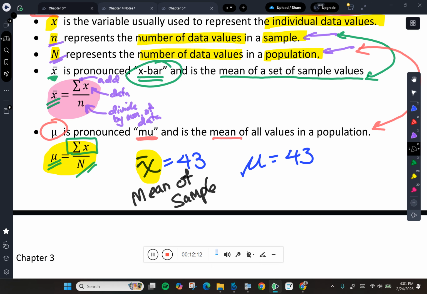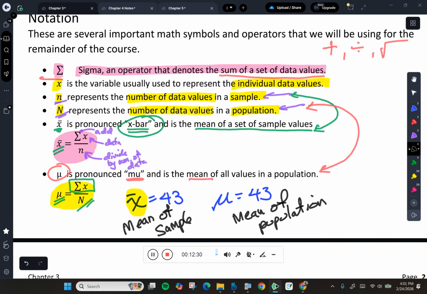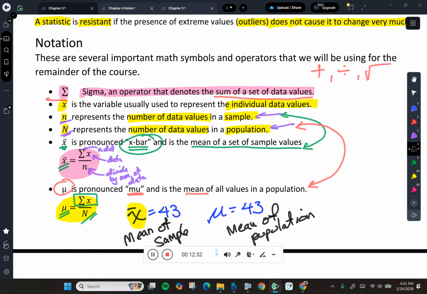Whereas over here on the right, I'm telling you the mean is 43, but I'm telling you it's the mean of the population. And what should we take from that? Well, where did the data come from? And how do I tell the person interpreting this measure of center that my data came from the sample or that my data came from the entire population? Well, I got a quick, easy way to do that. I use a different symbol for each one.